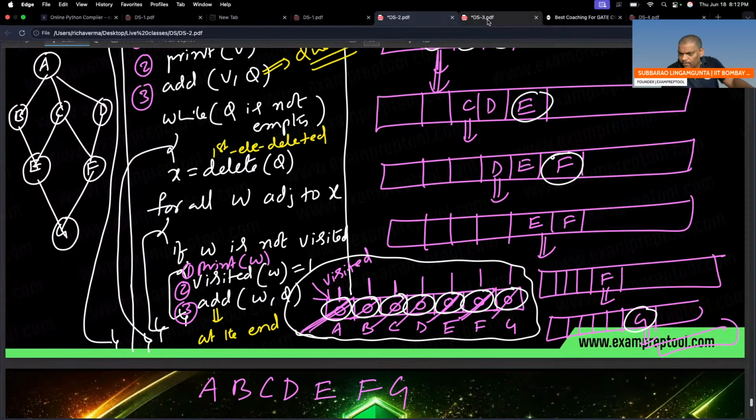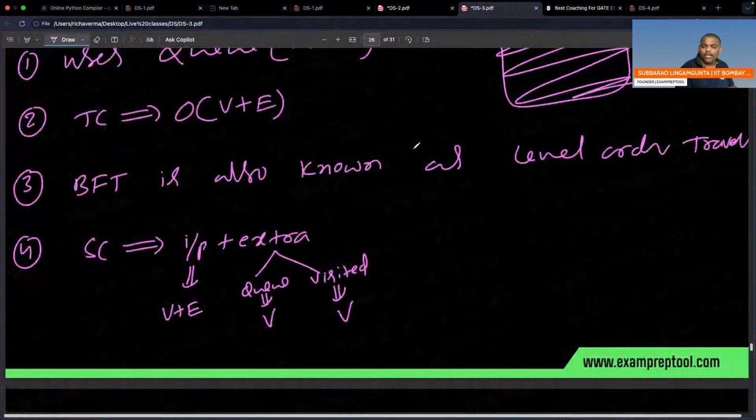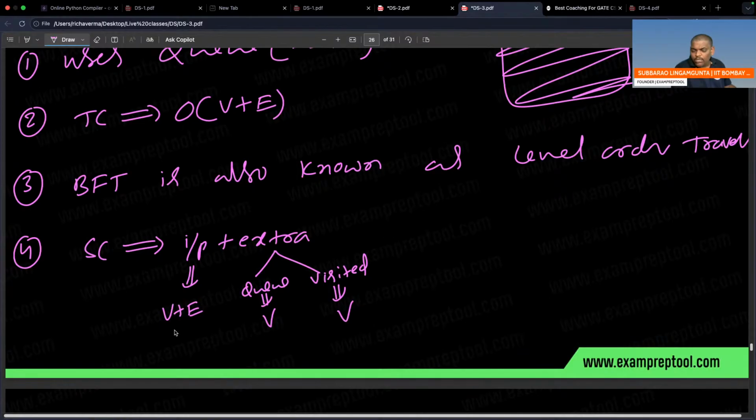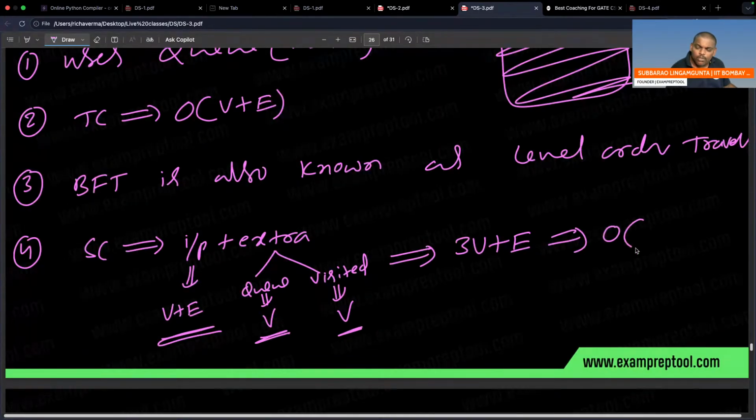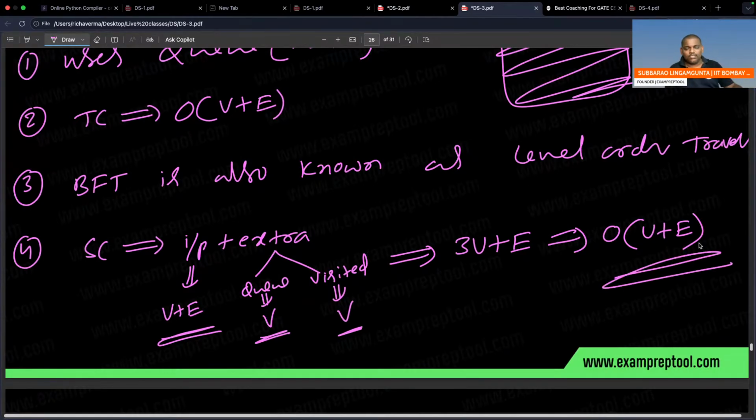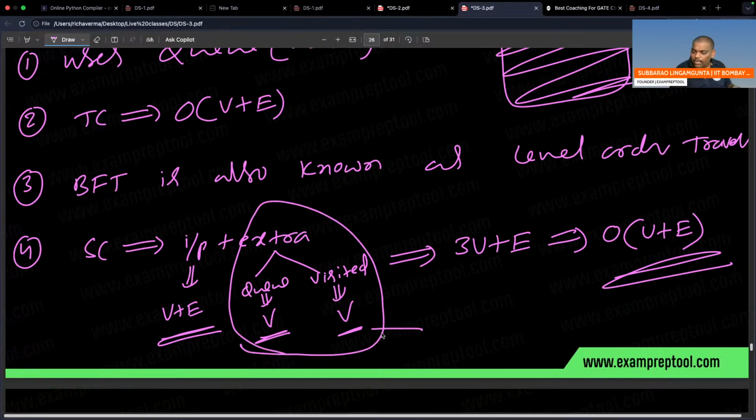So space complexity of the BFT algorithm is going to be input plus extra. Input is graph, V plus E. Extra, queue purpose V, visited purpose V. Total space is 3V plus E. So constant doesn't matter. Space complexity big O of V plus E. Extra space, if they ask you extra, give this: only extra 2V. Total space 3V plus E. 3 is a constant, you can ignore. So space complexity big O of V plus E.